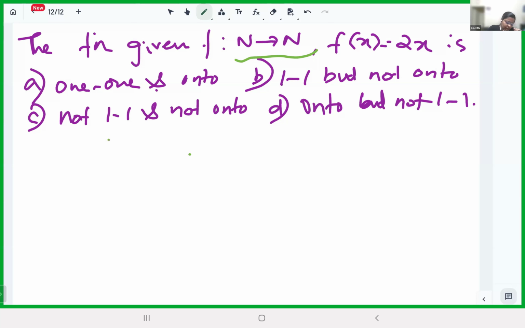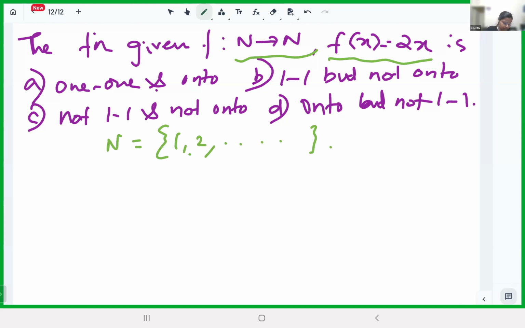And what do you mean by n? N is nothing but 1, 2, 3. It starts with 1 and goes up to infinity. So this is a set of natural numbers. It doesn't have the element 0. So on this, you have defined the function f of x is equal to 2x, and they are asking whether this function is 1, 1 or onto.